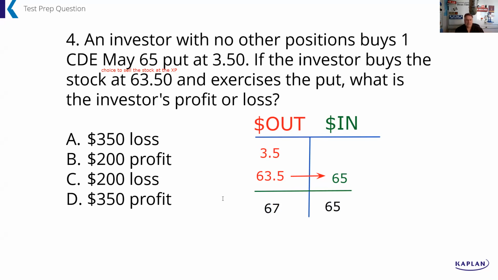Now, the other way you could do it is just memorize breakevens. If you memorize the breakeven, that would be 65 minus 3.5, 61.5, and 63.5 is 2 points in the wrong direction.